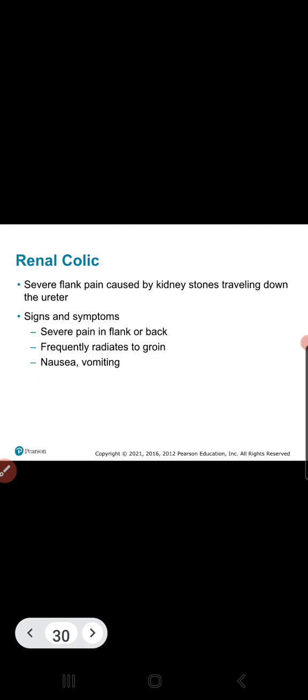renal colic. Severe flank pain caused by kidney stones traveling down the ureter. Signs and symptoms: severe pain in the flank or back. Frequently radiates to groin, often causes nausea and vomiting. Cardiac involvement. So pain from a myocardial infarction may be felt as abdominal discomfort. Includes epigastric pain, indigestion, or digestive discomfort. Always consider the possibility of a cardiac emergency as a cause of abdominal symptoms.